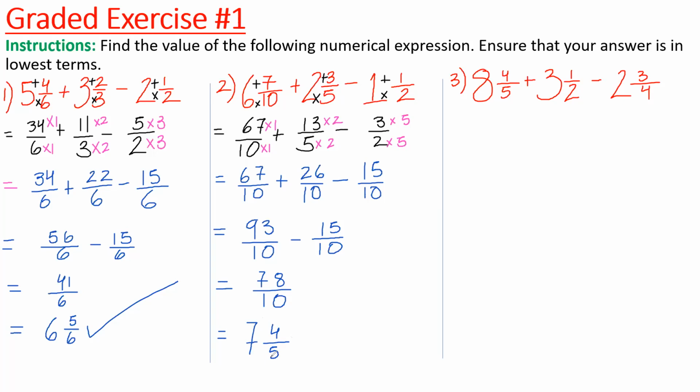Did anyone else get 7 and 4 over 5? Yes, sir. Anyone else got 7 and 4 over 5? Yes, sir. Very good. If you got it right, please put a tick. Bree and Bri, you also got that? Yes, sir. That's good.